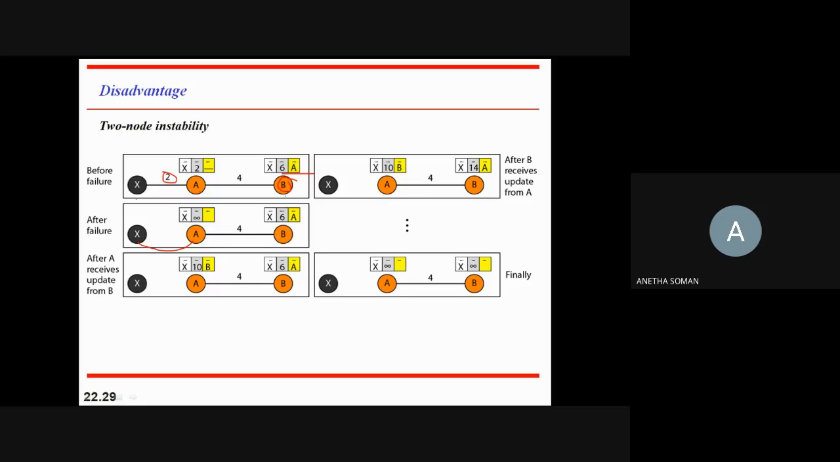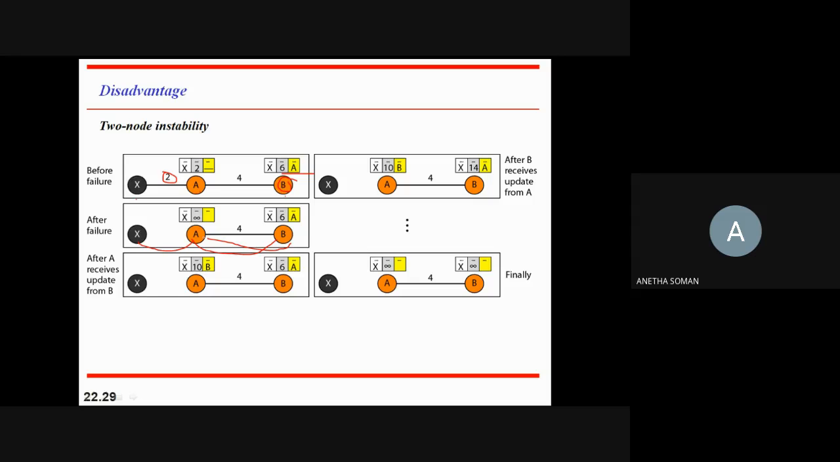Right? But what happens if B sends its information to A first? A updates its table, but before A sends the details to B, B sends its table to A. Imagine that B sends its routing table to A before receiving A's routing table. Then you will have a confusion there.